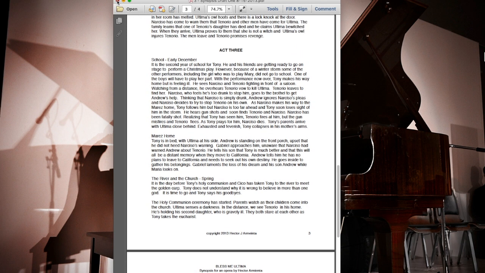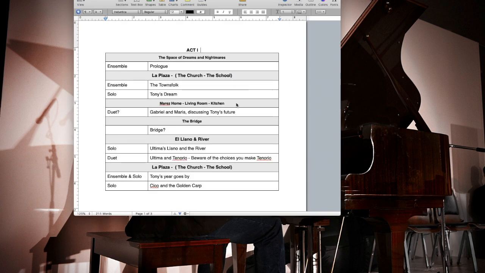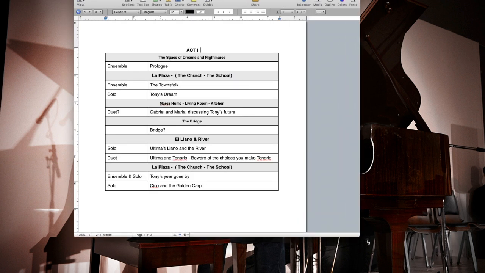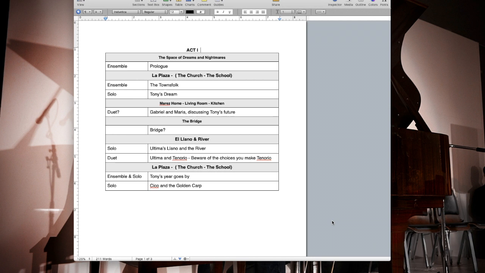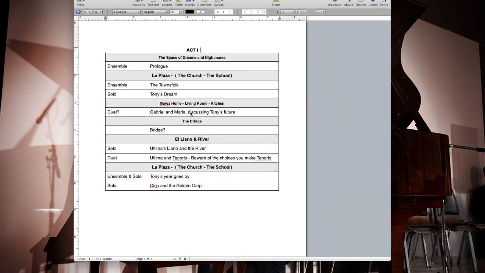So I'm going to close this. I've semi-numbered this so you could see. Now, I'm going to show you another document I created. This is all in sequence, in order. And this is also thinking from the perspective of a composer. As you can see here, I've outlined what the scenes would be, and what the music might be.